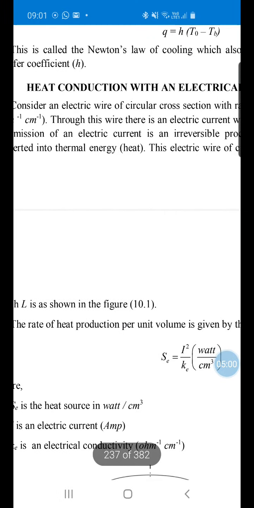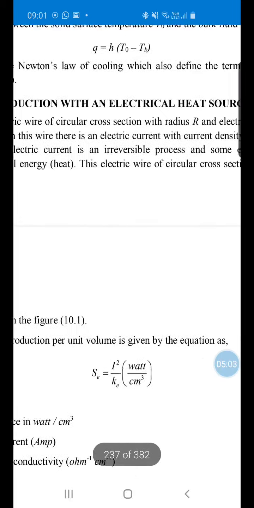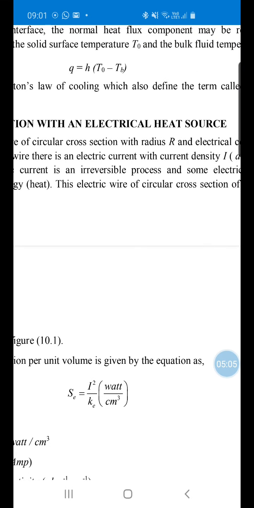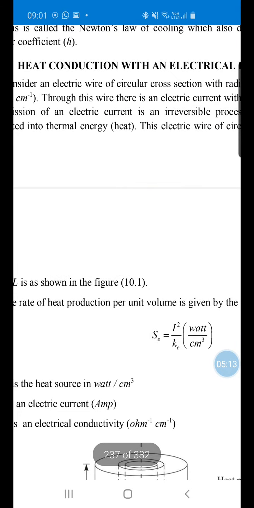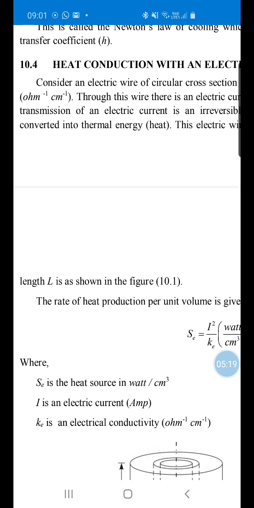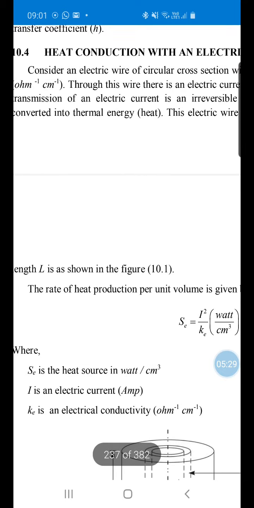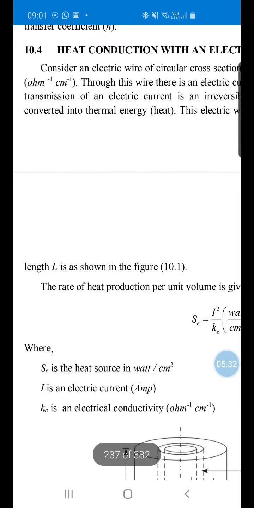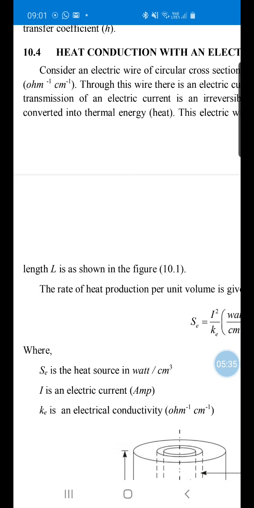Now, the very important derivation from this chapter is heat conduction with an electrical heat source. Earlier we discussed the electrical heat source, viscous heat source and nuclear heat source. So this electrical heat source derivation is very important. What you have to consider in this is a small electric wire. Have you seen an electric wire? It has a circular cross section with radius R and electrical conductivity of ke. See, this electrical conductivity ke has a unit of 1 upon ohm into centimeters.